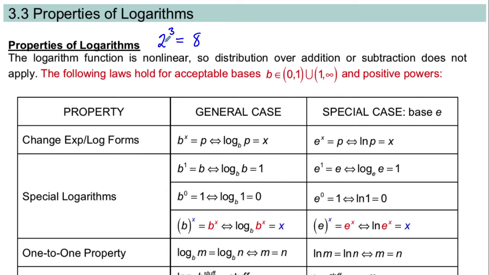When we take a look at the equation 2 to the 3 equals 8, it's often mistakenly read as 2 to the third power or 2 to the power 3 equals 8. But in fact, the third power of 2 is 8. 8 is the power, 3 is the exponent, and 2 is the base.